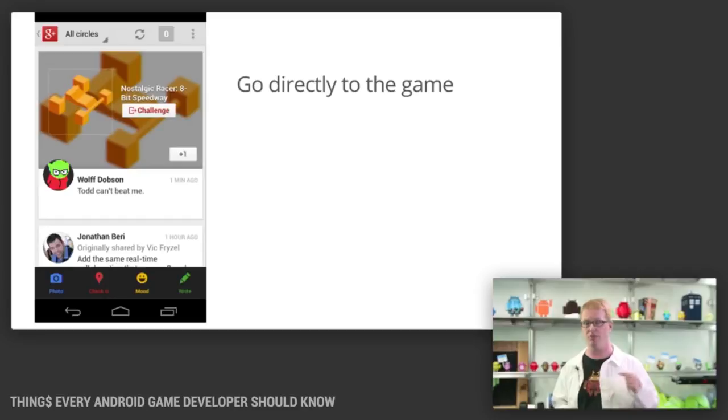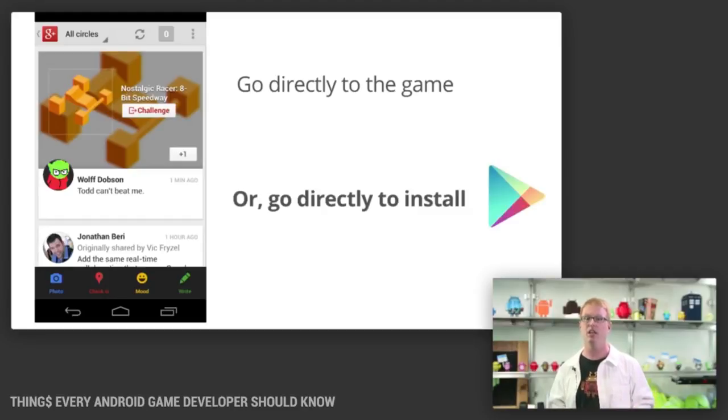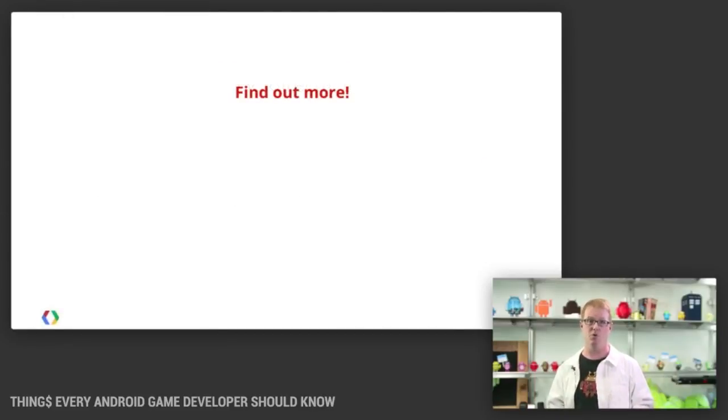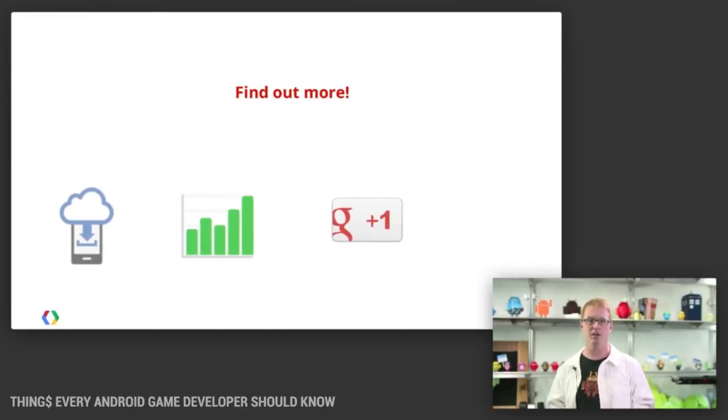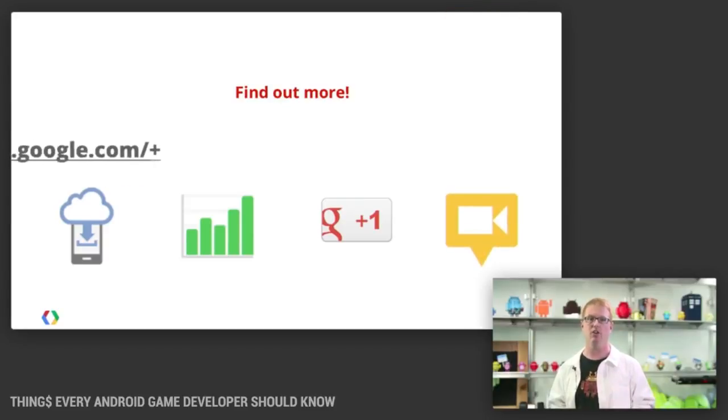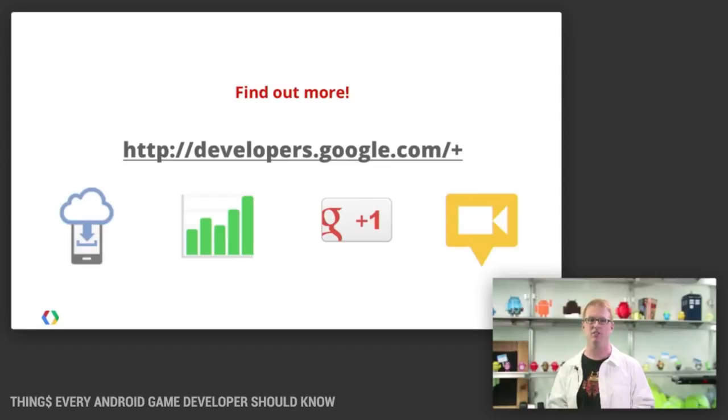And this is huge. If you click on one of these links but you haven't installed the Android app, it will take you directly to the Play Store. That's awesome. That's a great way to drive installs. There's tons more with Google+. We have over-the-air installs off your website. We have analytics. We have +1 button sharing. And we even have the Hangouts API for the web. So check it out on developers.google.com/plus.